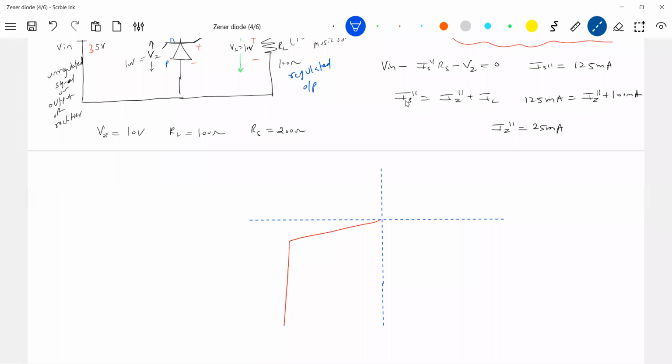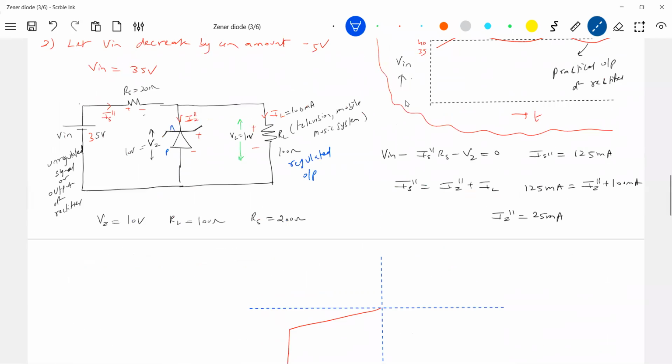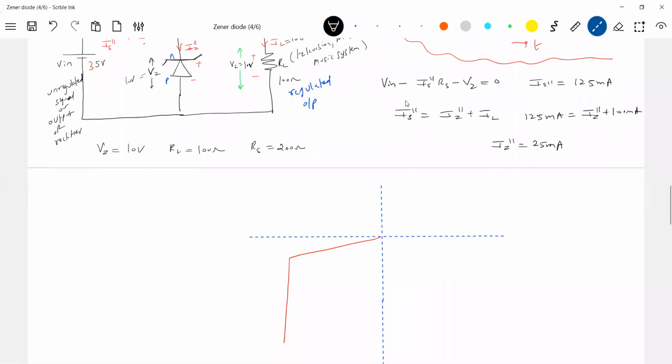Slowly, let's give the priority for that. What should be the minimum current? How much is it? 25 milliampere. Where is IZ? IZ is how much? 25 milliampere. So the Zener diode I pick up, if it has some characteristic curve like this.